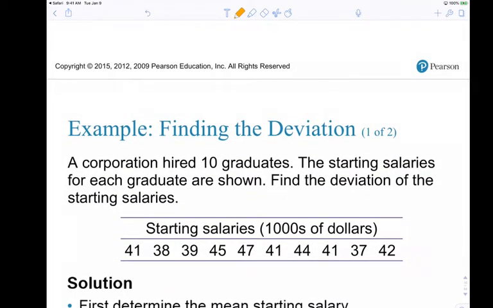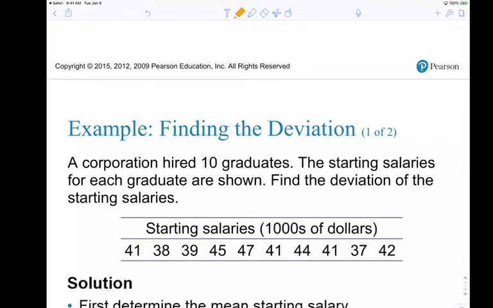So it says a corporation hired 10 graduates. The starting salaries for each graduate are shown. Find the deviation of the starting salary. So first we need to find the what? When we go to find the deviation, we have to say X minus the average. So first we need to find the average, right?